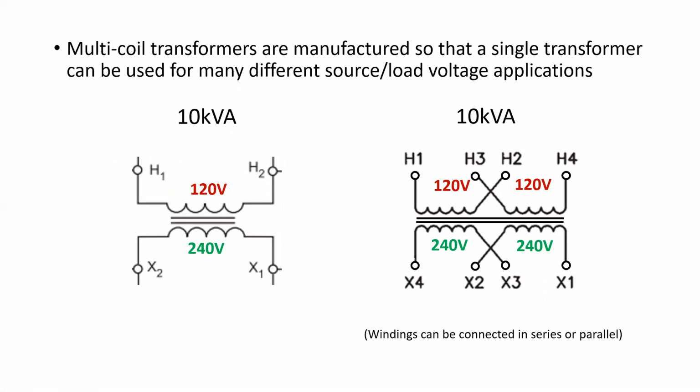So the reason that manufacturers have chosen to build these is so that a single transformer could be used for many different source or load voltage applications. And so that means that they could sell the transformer on the right to 4 different people with 4 different source and load arrangements. But the transformer on the left, they can only sell to one person who wants a transformer to supply a 240 volt load from a 120 volt source. And as the caption at the bottom states, the reason that we can get these different orientations is because we're going to connect the windings in either series or parallel. So let's see how that's done.